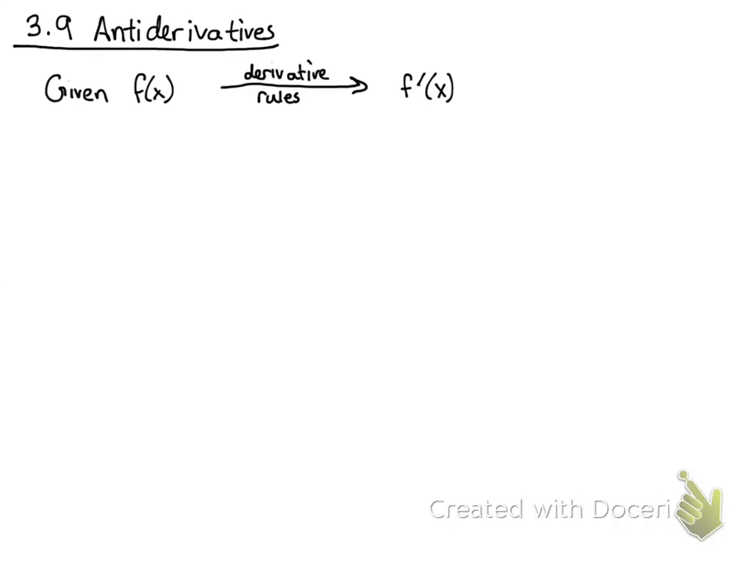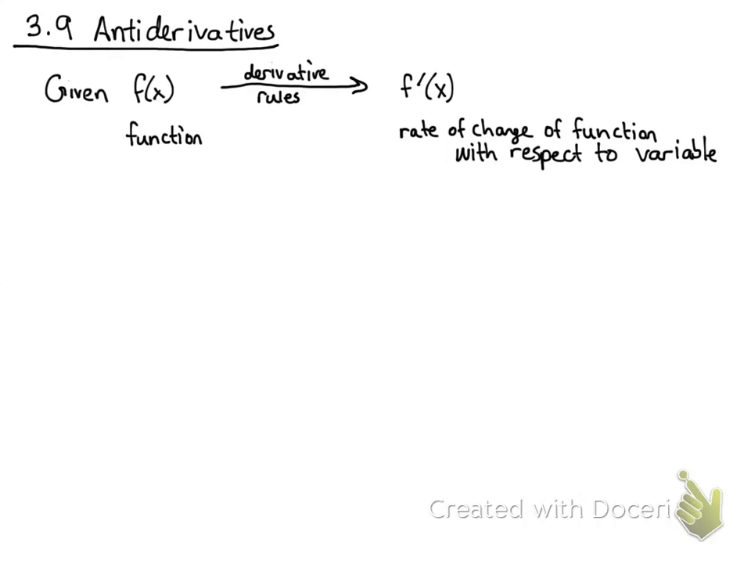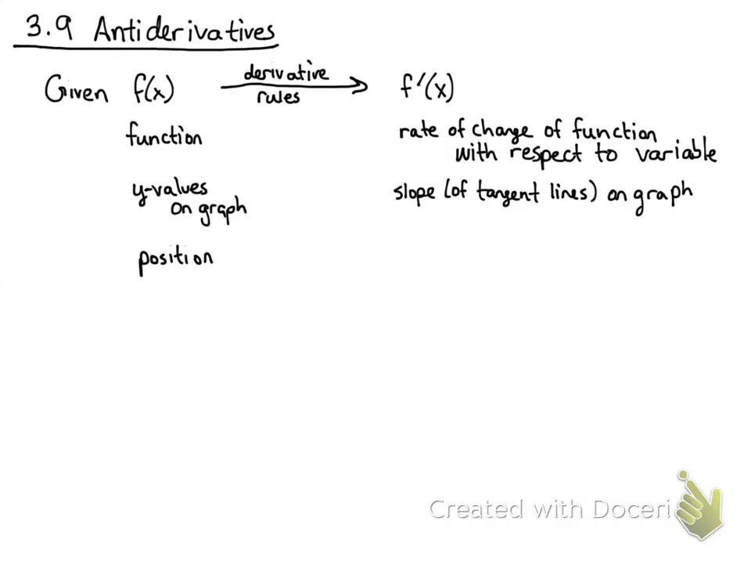That means if you give me a function that is describing something, I can take its derivative and tell you the rate of change of that function with respect to the variable. That's what the derivative is. So you describe to me the y values on a graph. I can take the derivative and tell you the slopes of the tangent lines on the graph. If your function tells me position, I can take the derivative and tell you velocity. If your function tells me the population of some population, I can tell you the growth rate of that population by taking the derivative, and so on.